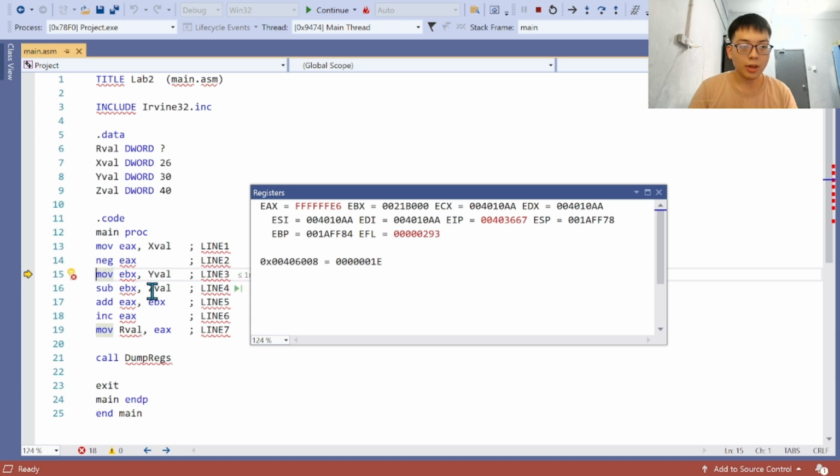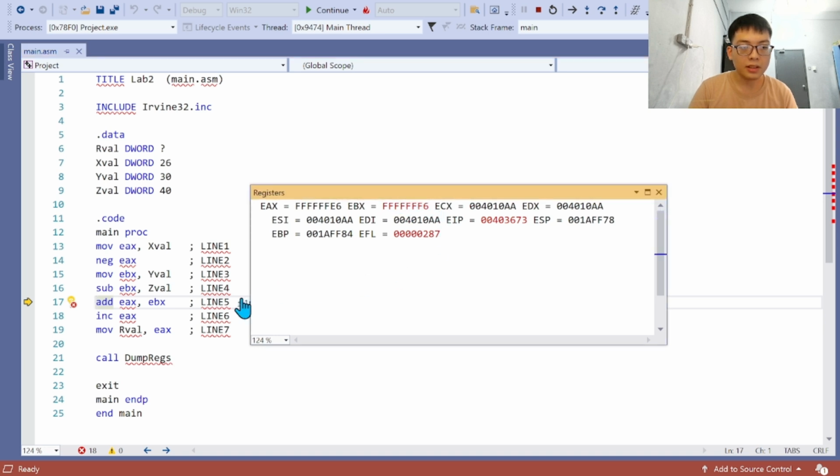And this line moves the Yval into EBX, and the memory of EBX is temporarily used to store the value of Yval. After executing this line, the EBX holds the value 1E. And this line subtracts the Zval from EBX, and the memory of ECX is temporarily used to store the value of Zval. After executing this line, the EBX subtracts the Zval and becomes negative. In this line, add the EBX to EAX.